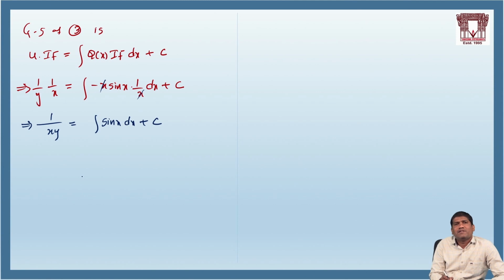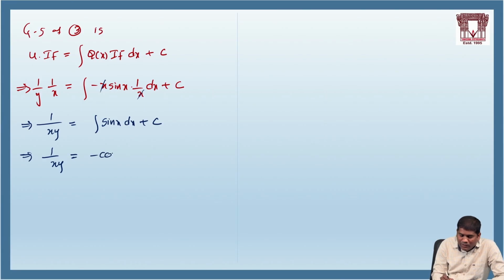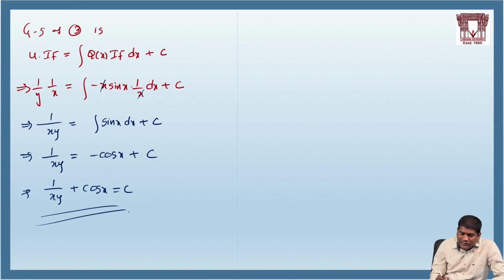We know integration of sine x is minus cos x, so 1 divided by xy is equal to minus cos x plus some constant c. Then this minus cos x we can write on the left hand side, then we get 1 by xy plus cos x is equal to c. It is the required general solution to the given differential equation.